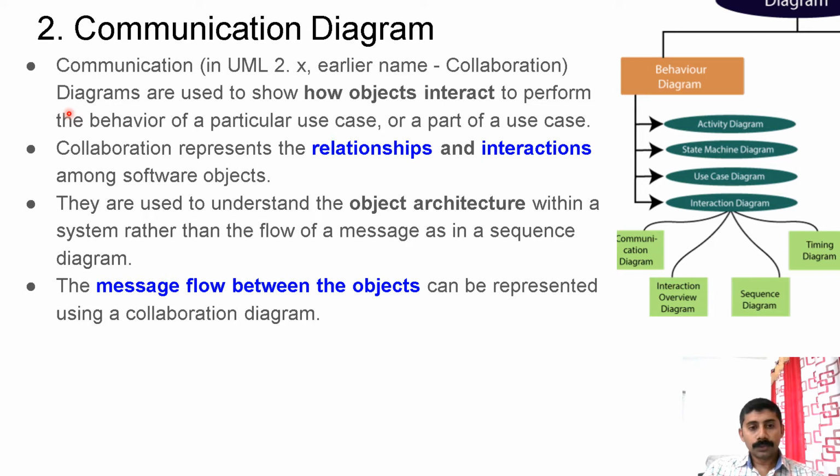Communication diagrams are used to show how objects interact to perform the behavior of a particular use case or a part of a use case. Collaboration represents the relationship and interactions among software objects. They are used to understand the object architecture within a system rather than the flow of messages as in a sequence diagram. In a sequence diagram, we were focusing on the flow of messages, but here we are focusing on the object architecture. The message flow between the objects can be represented using a collaboration diagram.